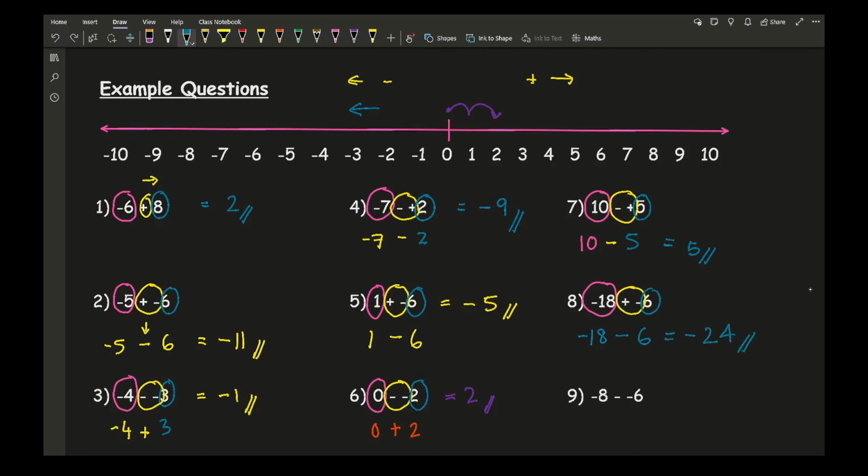And then finally, with example 9, again, I'm starting at minus 8. I've got my direction, and I've got my number of places. So here I've got minus 8. I've got 2 symbols in the middle which are different, or the same, sorry, so it's going to be a plus, and I'm adding 6. So here I am starting at minus 8. I'm adding, so I'm going to go to the right, and I'm going 6 places. So 1, 2, 3, 4, 5, 6. So the answer then is minus 2.